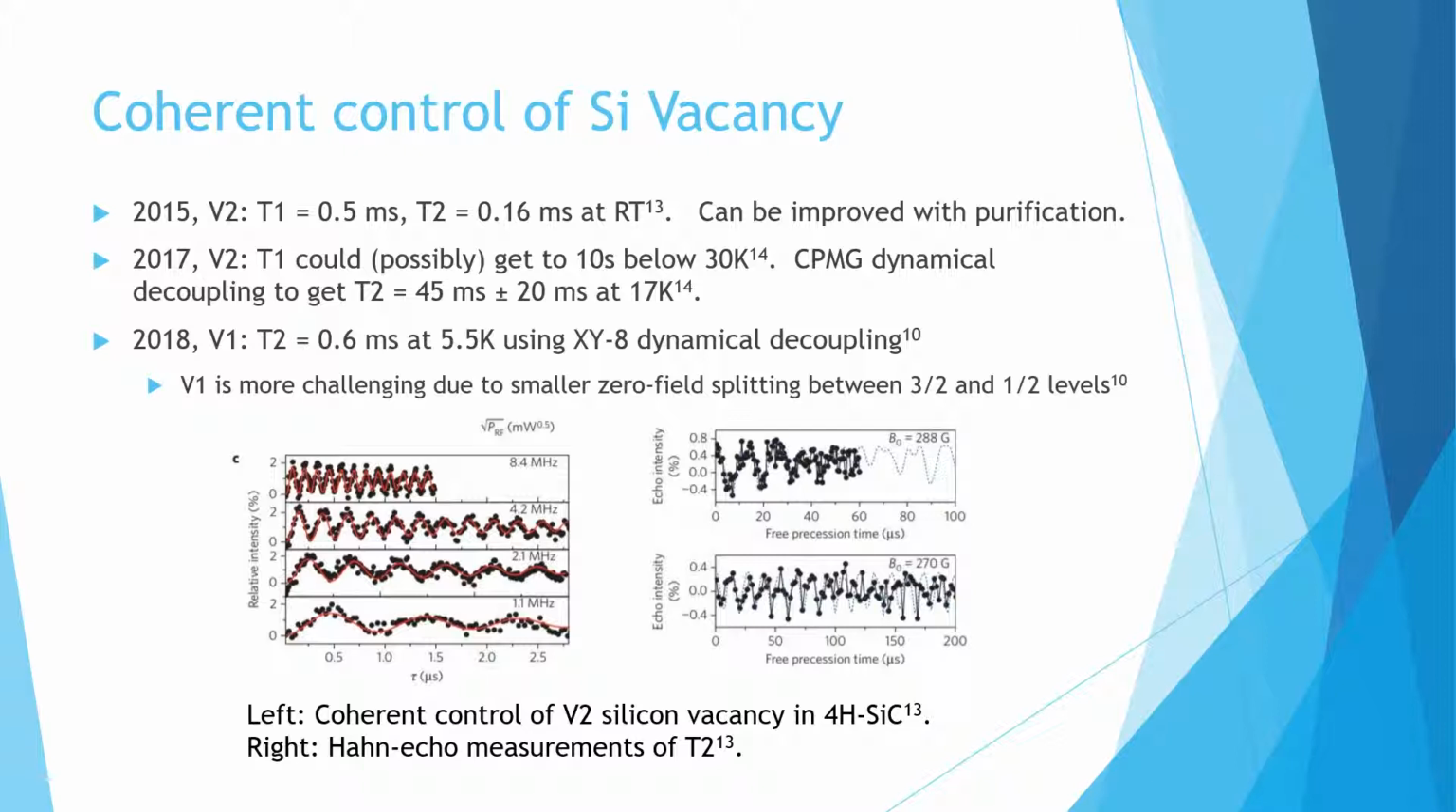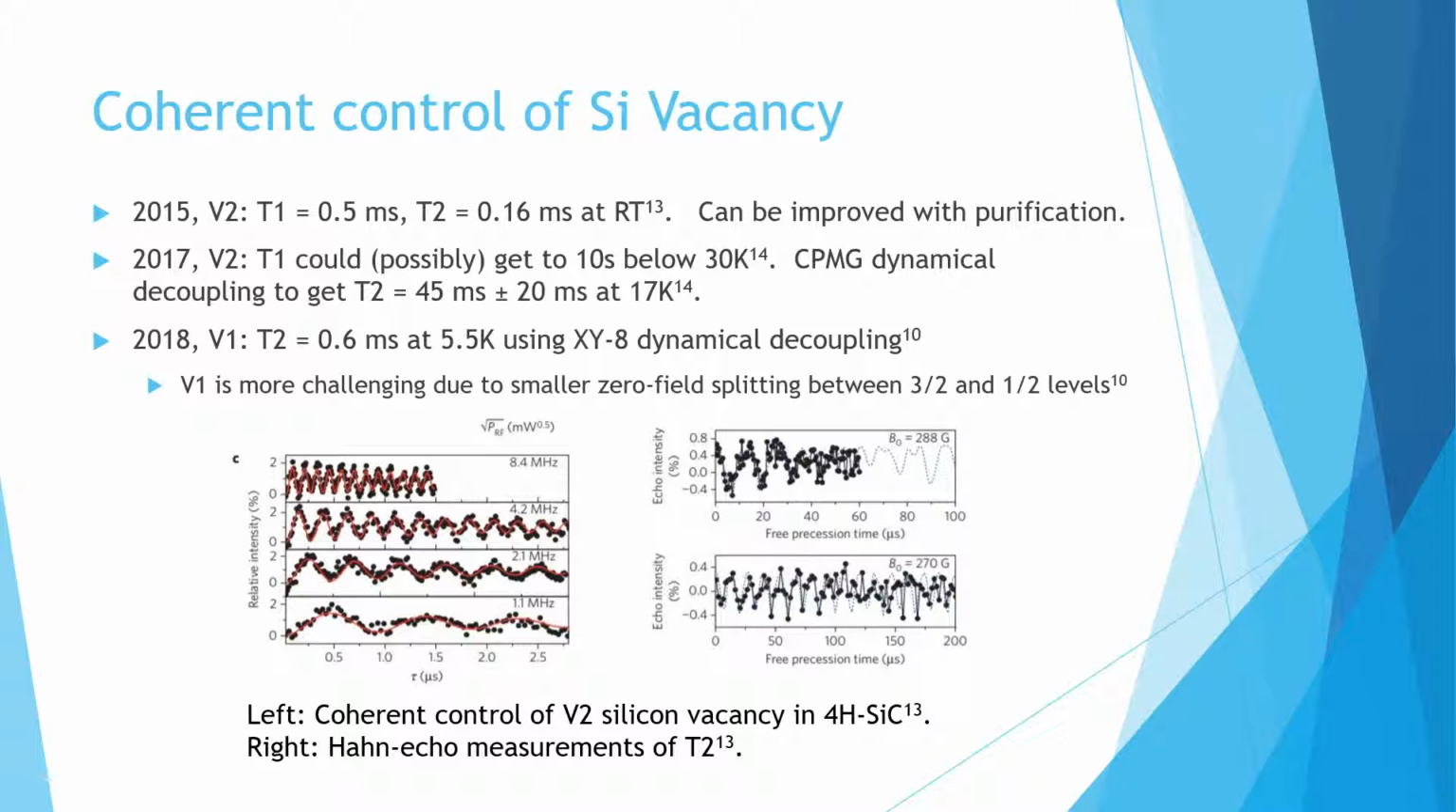So coherent control of the silicon vacancy has been demonstrated at room temperature. It was done in 2015 on a single spin, and they got a coherence time of 160 microseconds at room temperature, which is competitive. In 2017, a group predicted that they could get T1 to 10 seconds at very low temperatures, and they used dynamical decoupling to get T2 well over 20 milliseconds at 17 Kelvin.